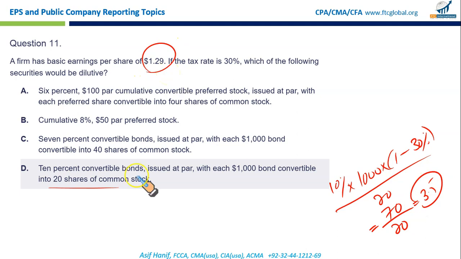So they are anti-dilutive. And the last one is anti-dilutive, no information given regarding convertibility. This is the one that is dilutive, so C is the right answer.